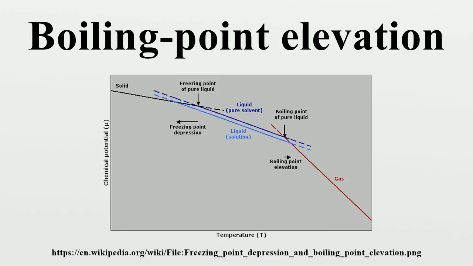This means that when a non-volatile solute is added, the chemical potential of the solvent in the liquid phase is decreased by dilution, but the chemical potential of the solvent in the gas phase is not affected. This means in turn that the equilibrium between the liquid and gas phase is established at another temperature for a solution than a pure liquid, i.e., the boiling point is elevated.